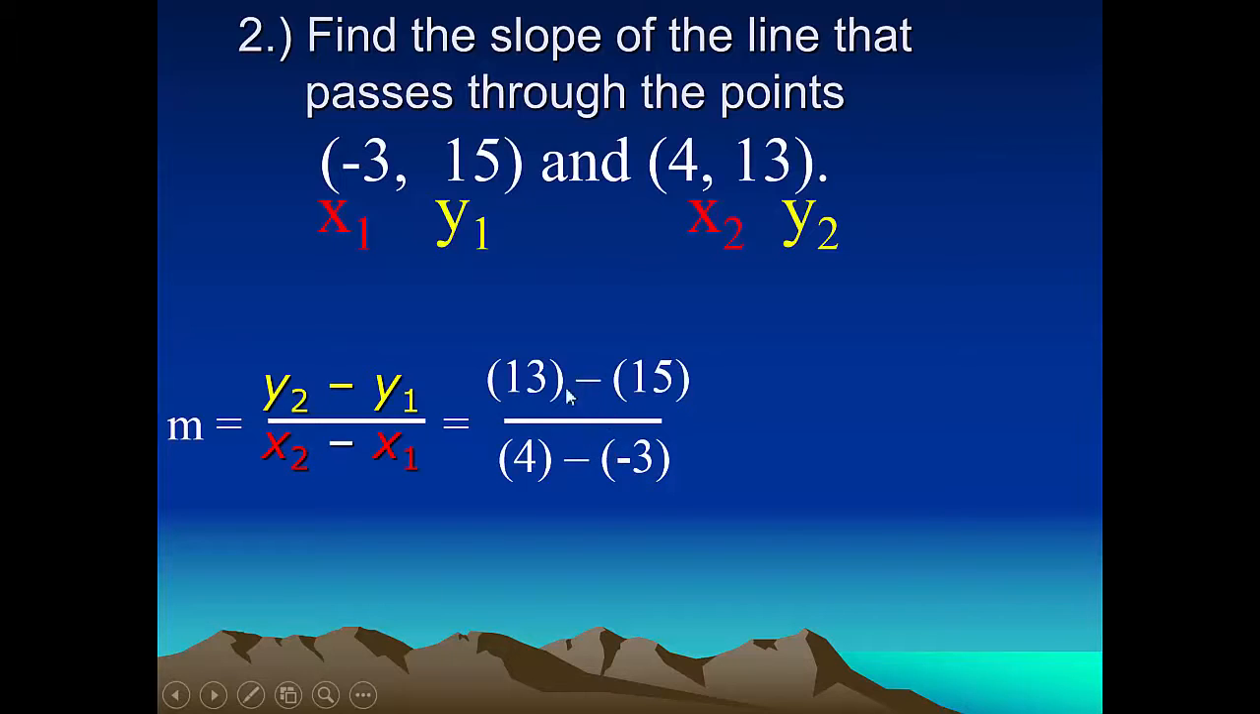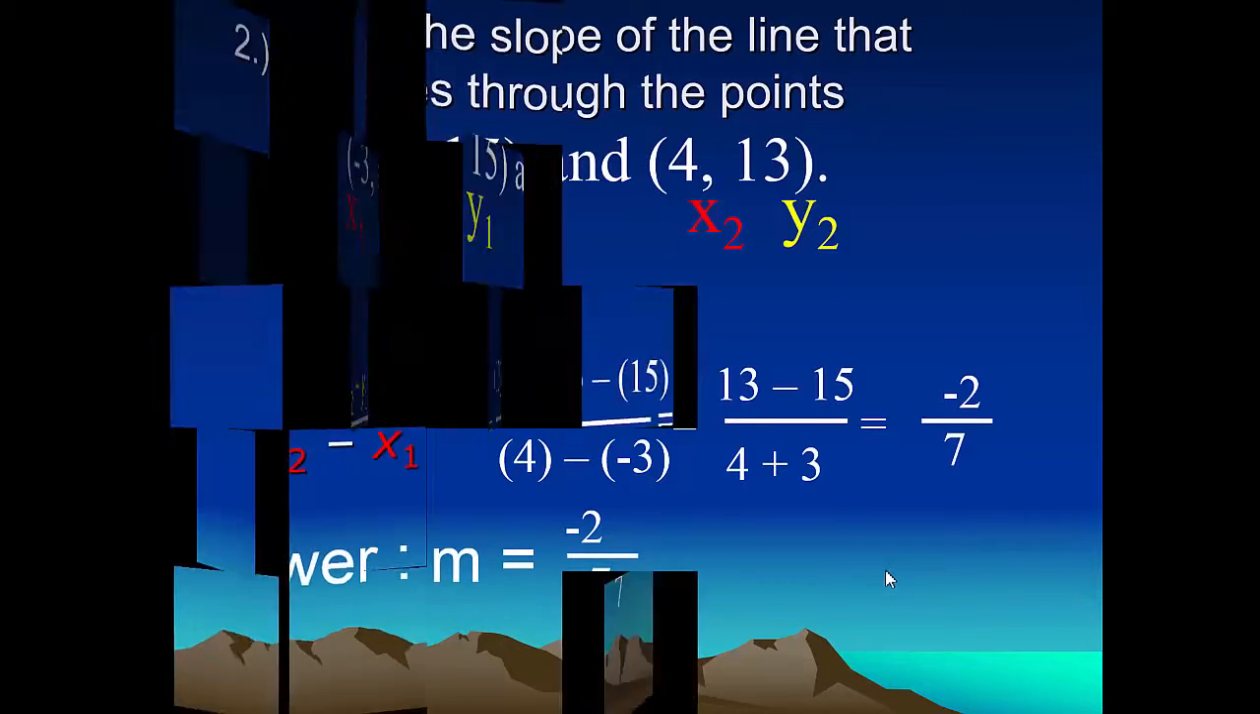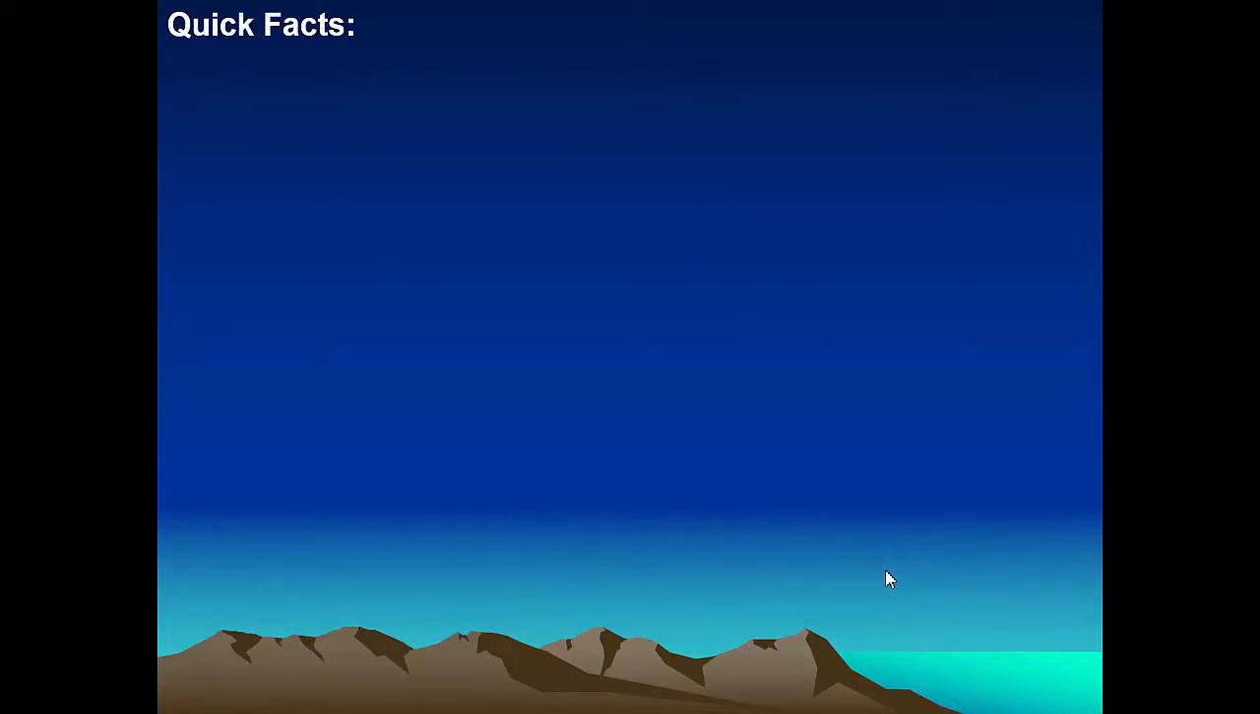So now what we would do is drop the parentheses in our numerator, but here this minus negative 3 will become positive. So that will leave us 13 minus 15 over 4 plus 3. And our final answer would be negative 2 over 7, and our slope is negative 2 over 7. Now we move on to the next slide.